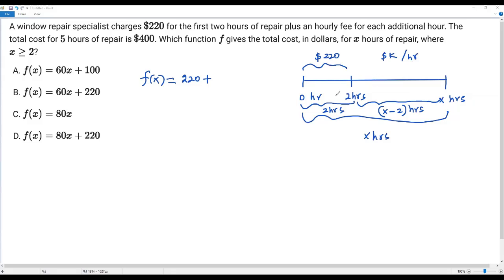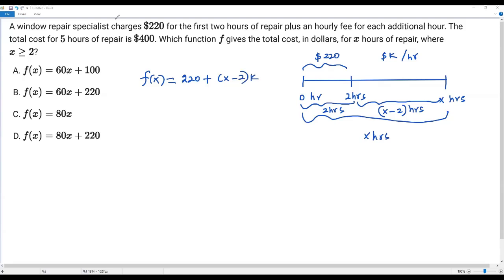We know that apart from 2 hours, the number of hours is x minus 2 hours, because the total number of hours is x hours. So for the first 2 hours he is charging a $220 flat rate, and the remaining hours is x minus 2 hours. For these x minus 2 hours, he is charging k dollars per hour. Then how much money will he be charging for x minus 2 hours? We have to multiply the number of hours and the charge per hour. So then we get x negative 2 times k.